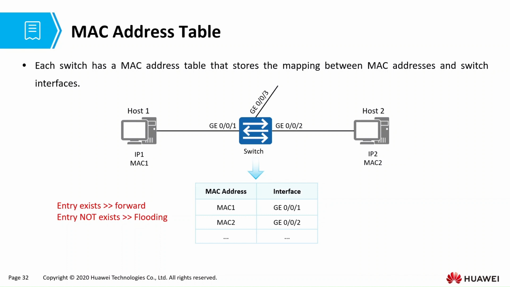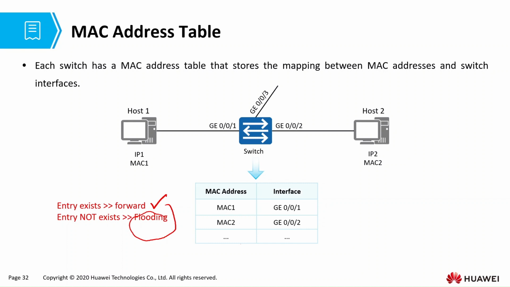Okay, this one is different from the routing tables. If the entry exists, you are going to forward. If the entry does not exist, that means you cannot find the matching MAC address, so you are going to broadcast, flooding.